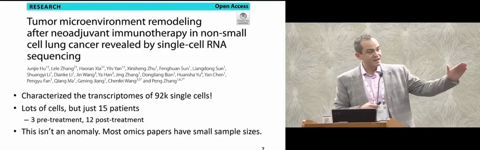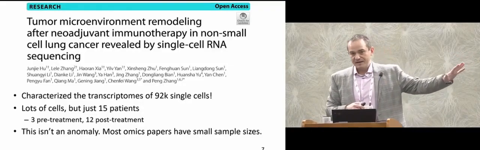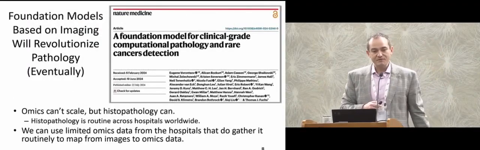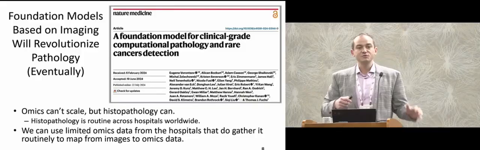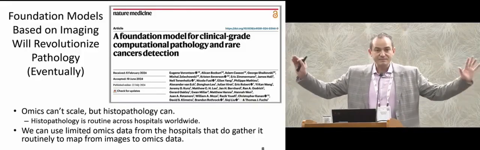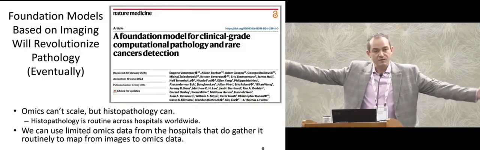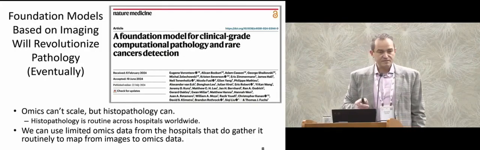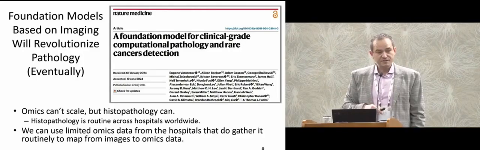This is not an anomaly. Most omics papers have this kind of small sample size, unlike imaging. And places like MSK are one of the rare places where they actually do gather a lot of that kind of data, plus the images, which can really democratize it, because they do MSK-IMPACT pretty routinely. So omics in general can't scale, but histopathology can.